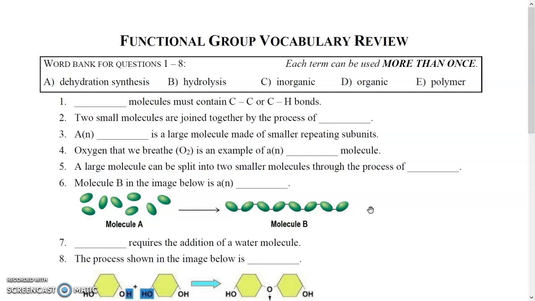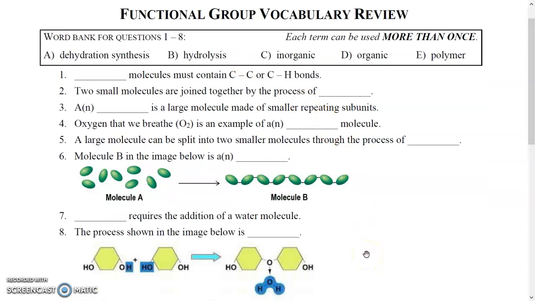In question 7, blank requires the addition of a water molecule. That is going to be B, hydrolysis. Remember, we add water for the purpose of breaking a bond and splitting a large molecule. So if you put A, dehydration synthesis, make sure you remember that the dehydration means water is removed. If you're dehydrated, you are lacking water. So that's the removal of water. Question 7 is talking about adding water, and that would be B, hydrolysis.